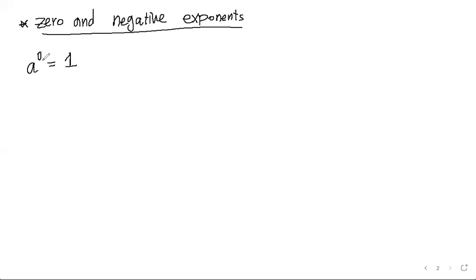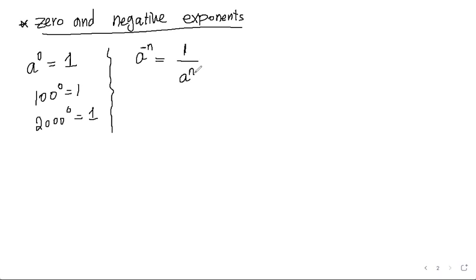16 to the power 0 is 1. 100 to the power 0 is 1. 2000 to the power 0 is always 1. And about the negative exponent, I said a to the minus n, where n is positive, a natural number. This is equal to 1 over a to the n. And n belongs to the natural numbers. The natural numbers are 1, 2, 3, 4, 5, 6, 7, to infinity. Okay.